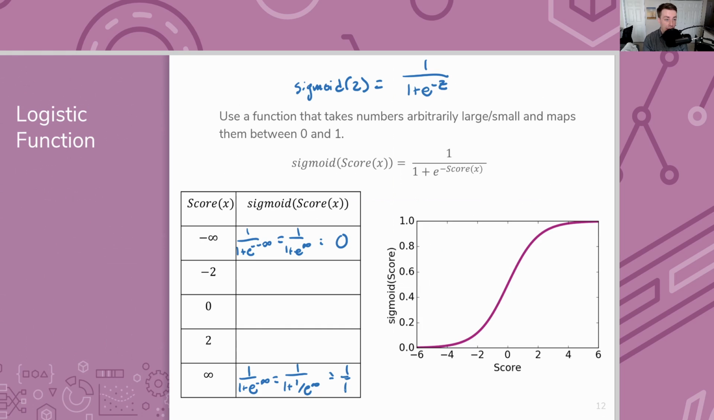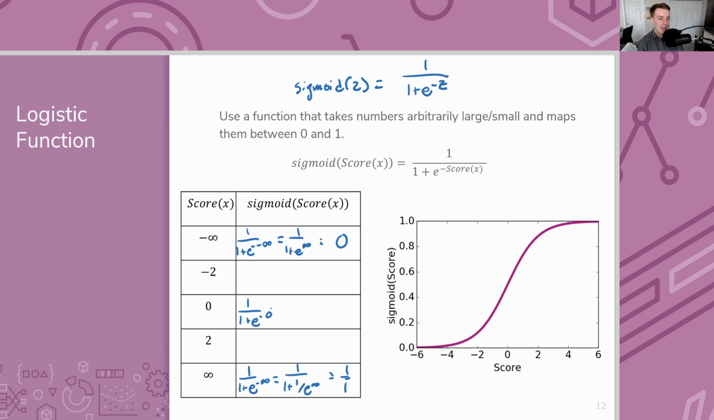Let's try a couple of other examples with actual numbers because these infinity conversations can sometimes be kind of hard to follow. So let's consider a score of 0. If you have a score of 0, your sigmoid is 1 over 1 plus e to the negative 0.